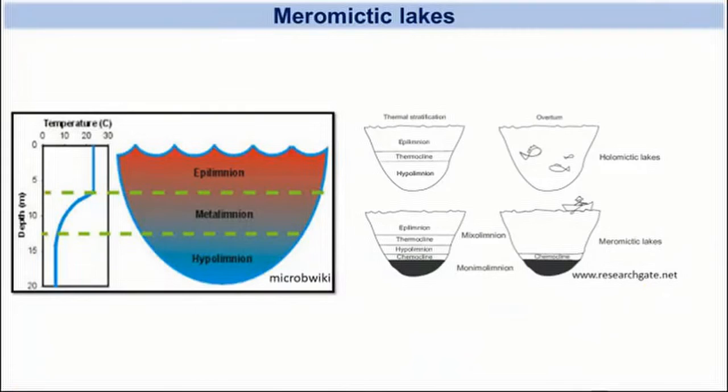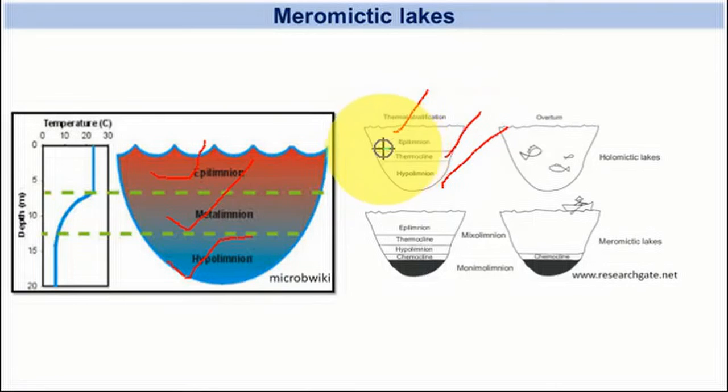There it comes for meromictic lakes. As you know, the typical meromictic lake has three very distinct layers. One is epilimnion, then metalimnion, then hypolimnion. So here you can see in case of metalimnion, this is thermal stratification: epilimnion, thermocline, and hypolimnion.